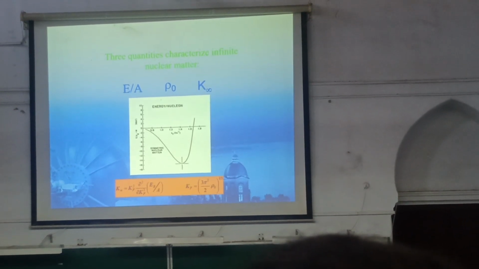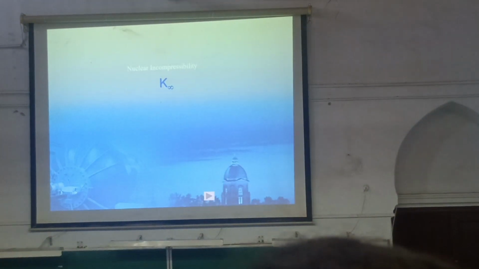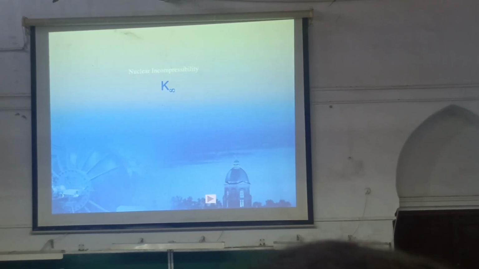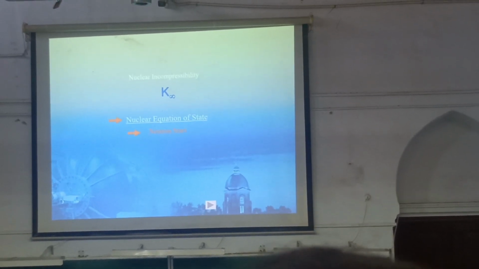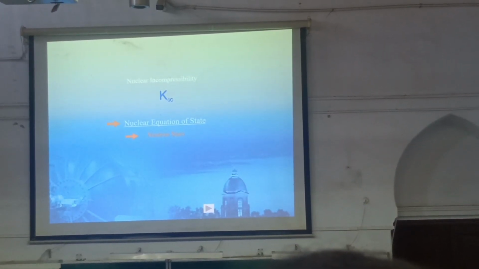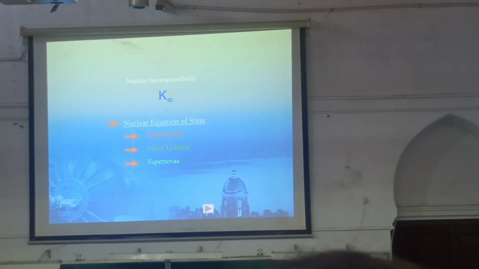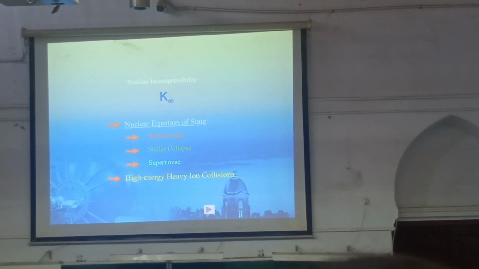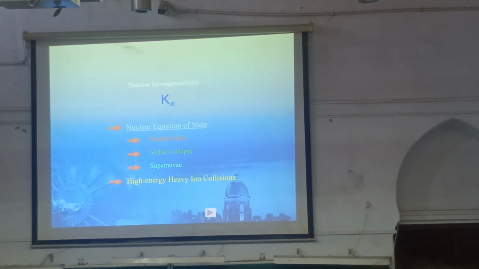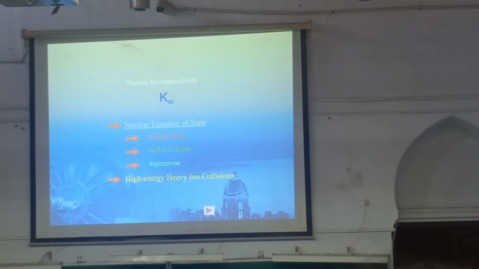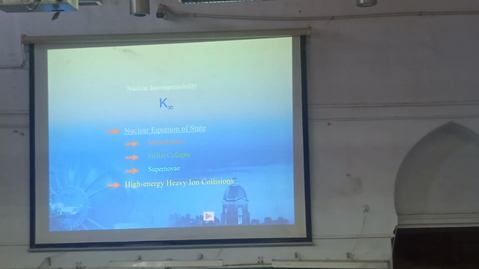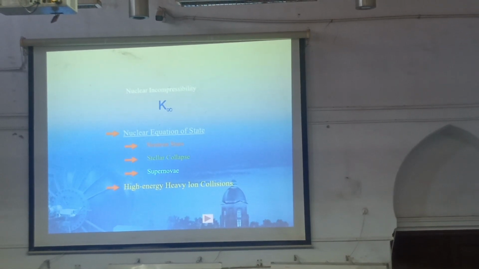The nuclear compressibility is a very important quantity of the nuclear equation of state because it tells us something about the properties of neutron stars, it tells us something about stellar collapse, it tells us something about supernova, and even something as simple as high energy heavy ion collisions. Professor Tiwari, someday you could talk to him and he can explain to you how they come into the picture.